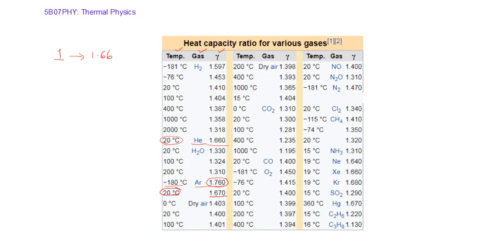Yes, you can see neon is there, xenon is there, krypton is there, and they also talked about metallic gas vapors. Here mercury is given. So all these values you can see from the table. It is very close to 1.6. So let's say that for monatomic gases, at least very near to room temperatures, its value can be treated as 1.6.